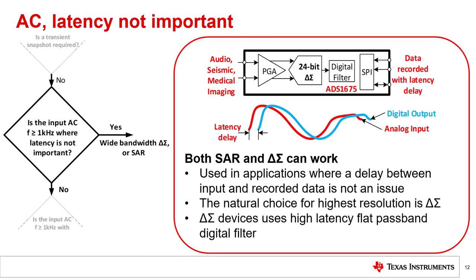When higher frequency AC signals need to be measured, a wide bandwidth delta sigma converter or a SAR converter can be used. For the delta sigma option, these devices will contain a wide bandwidth flat passband filter with higher latency. Remember that latency is essentially a delay between the input signal and the digitized output signal. The delta sigma option can only be used in cases where low latency is not important. For example, a short delay may not impact an audio, seismic, or medical imaging application. In the next slide, we will do a quick review of what causes latency.